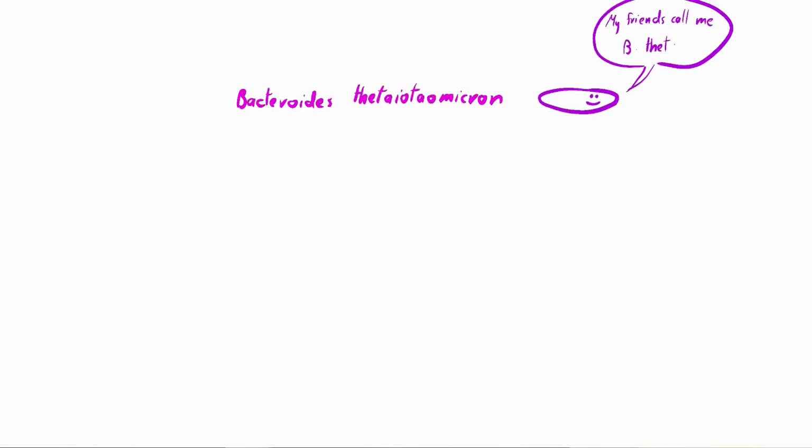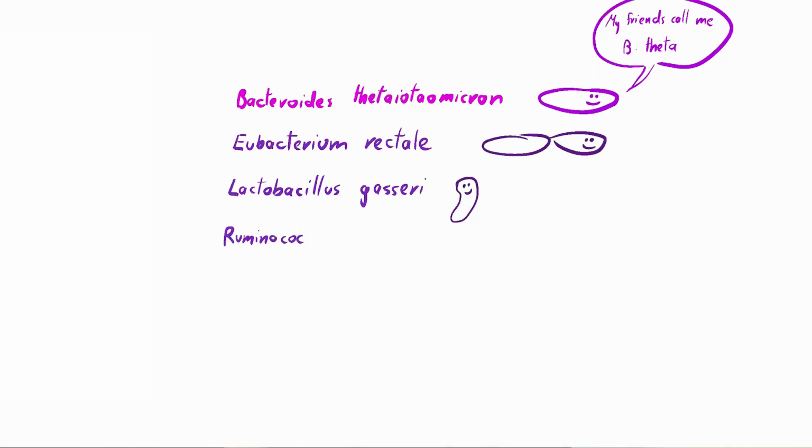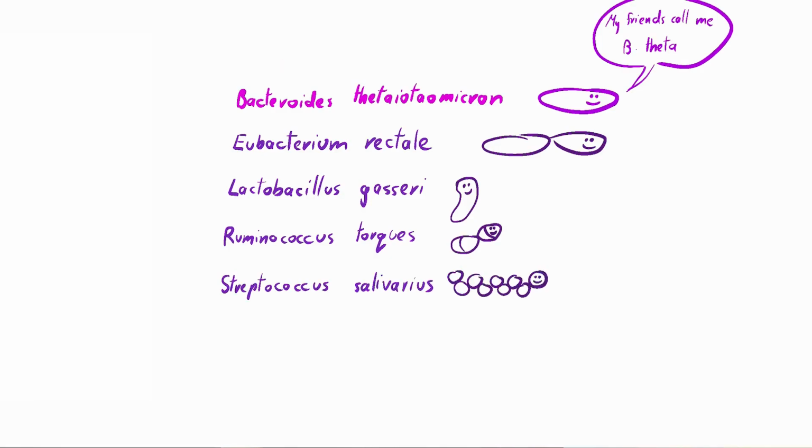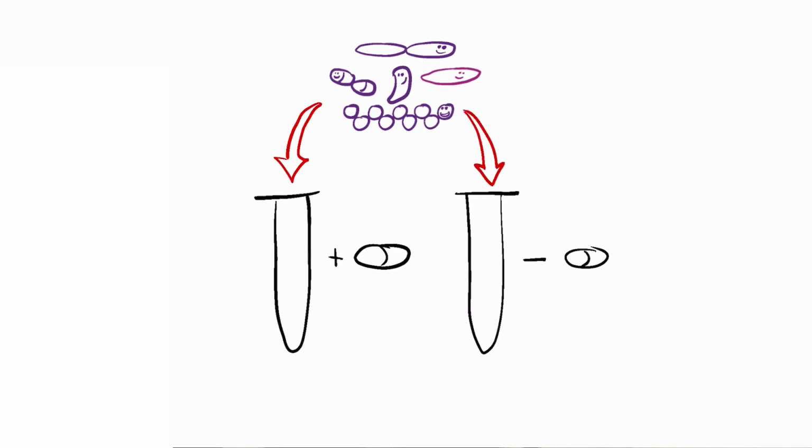So to test this, they assembled a stable community of 5 different microbes, and these were Bacteroides thetaiotaomicron, or B. theta for short, Eubacterium rectale, Lactobacillus gasseri, Ruminococcus torques, and Streptococcus salivarius. They then grew them up in growth medium with duloxetine, and also a control community was grown up without duloxetine. And duloxetine is an antidepressant drug.